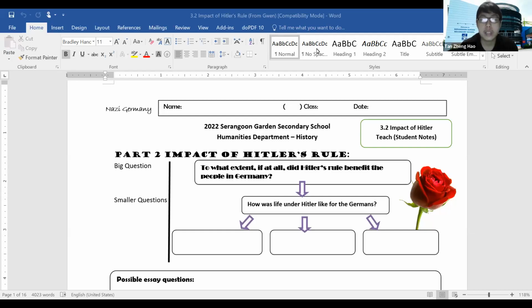Hello everyone, this lesson is about the impact of Hitler's rule. This is the second part of chapter 3.